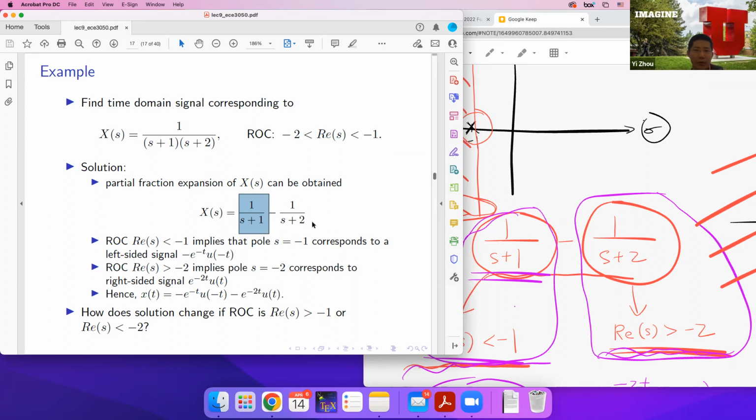So you just look at this given ROC, you can visualize it, and then look at the corresponding poles of each of these parts. So in this example, it is very clear because the first one has a single pole, negative one, and the overall ROC already tells you the corresponding ROC. And for the second one, it has a pole at negative two, so here it is also clear. This is the corresponding ROC.